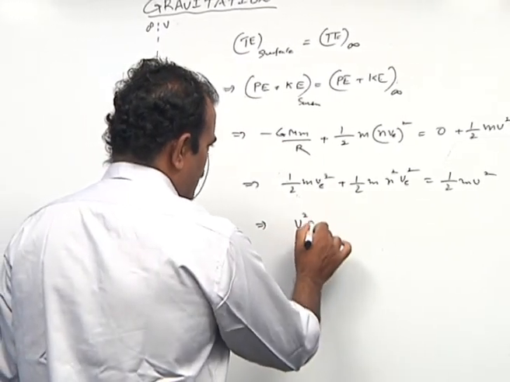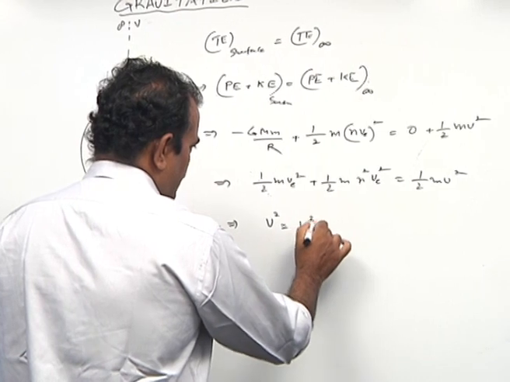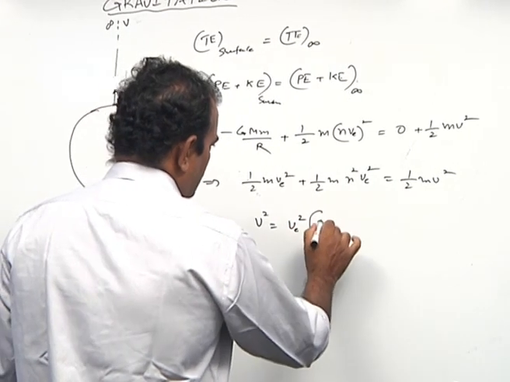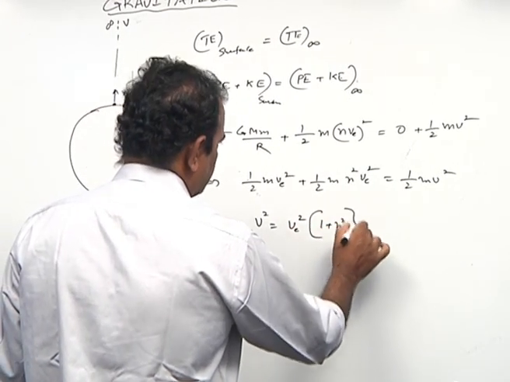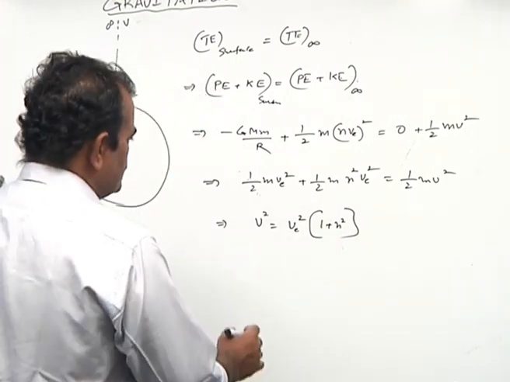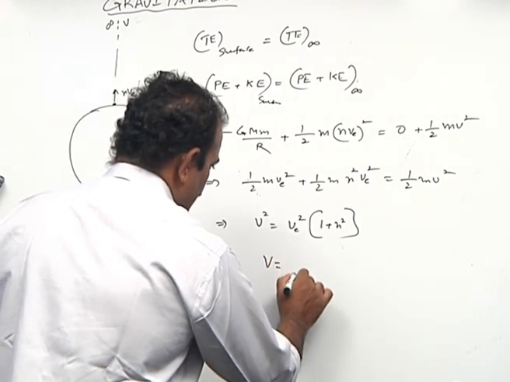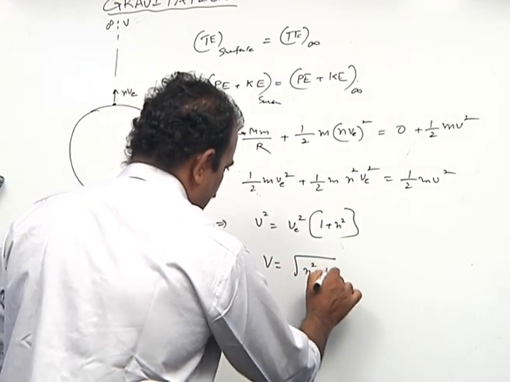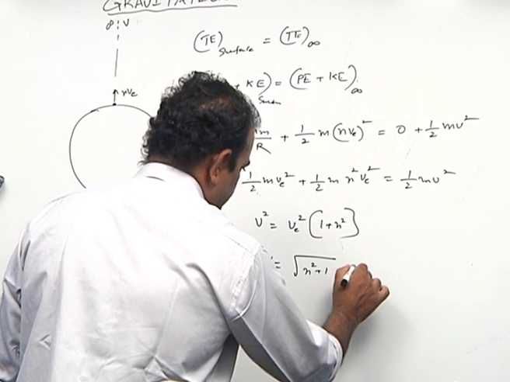So v square is equal to, taking v square common, 1 plus n square. So v is equal to square root of n square plus 1 times Ve.